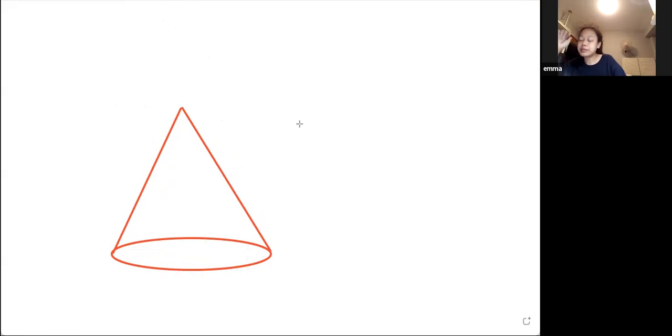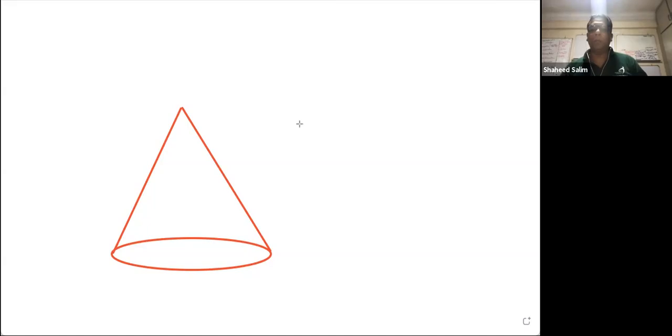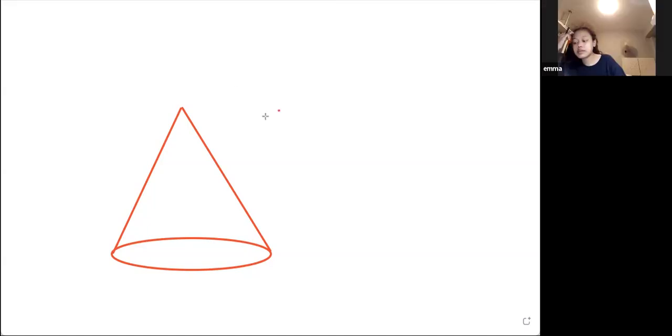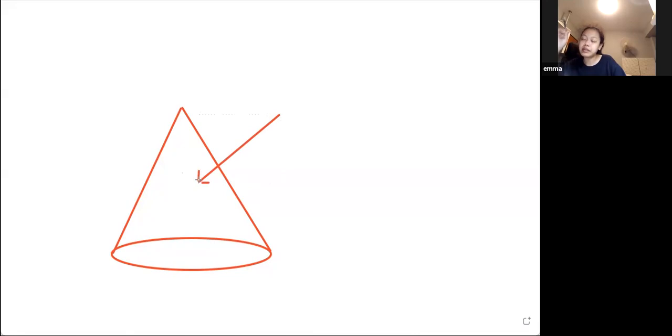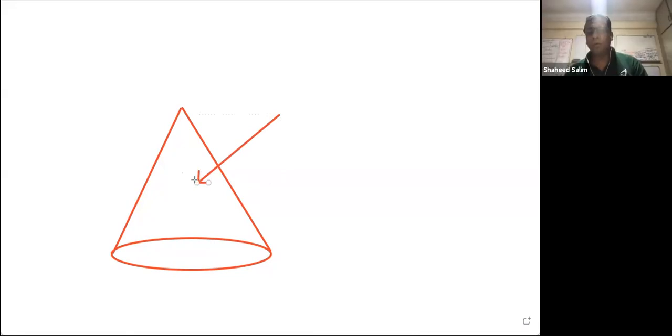1/3 times pi times r squared times h. Okay, what about curved surface area, which is this one on here? Pi times r times l. Okay, L stands for? Slant height. Oh, very good. So that's curved surface. Okay, all right, so you are ready.